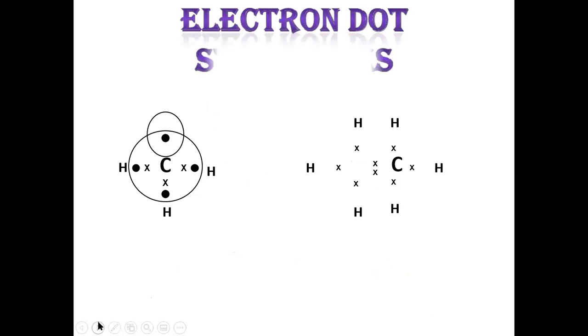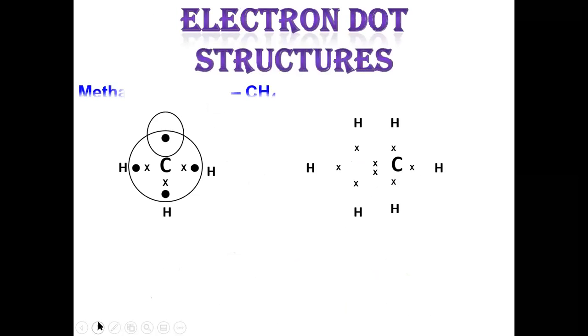What is an electron dot structure? First, we will discuss the electron dot structure of methane. In the case of methane, carbon is tetravalent. So, in the case of tetravalency, 4 electrons are required to achieve stability. In the case of methane, carbon and hydrogen will share single pairs of electrons.